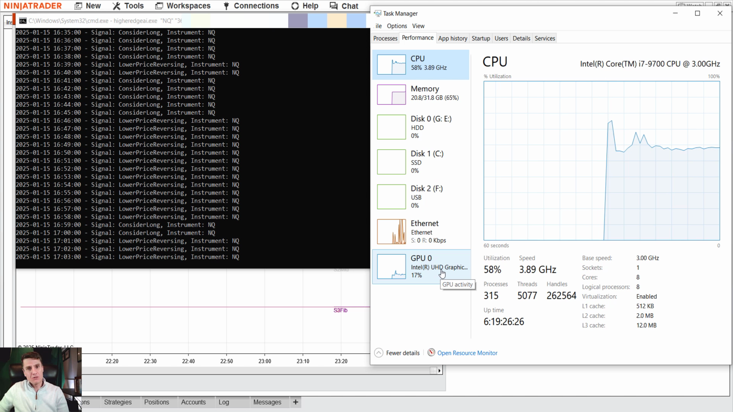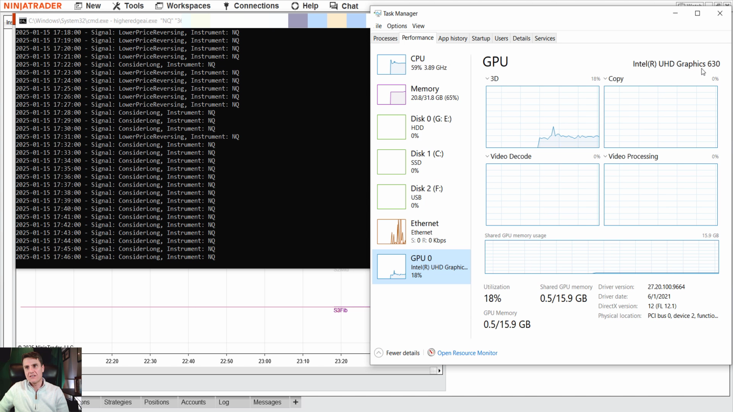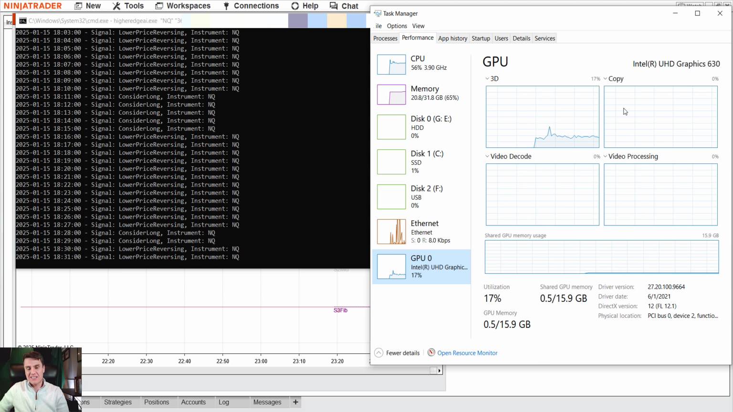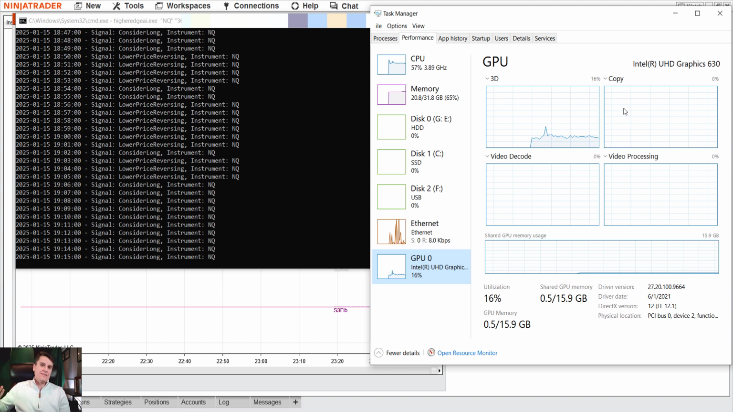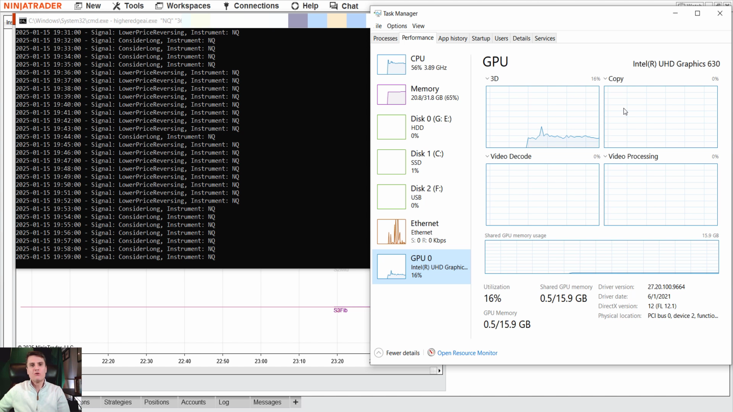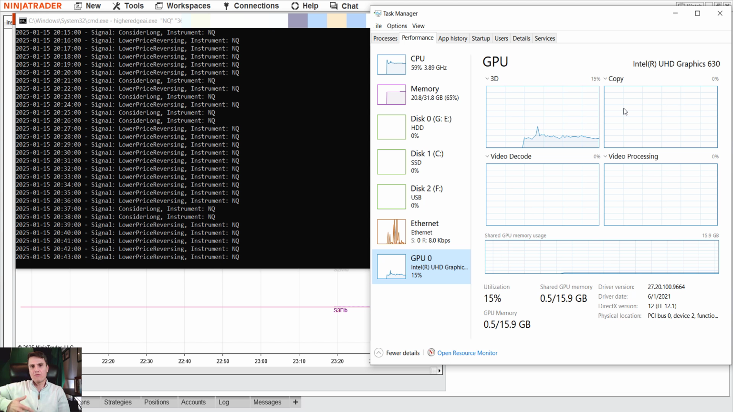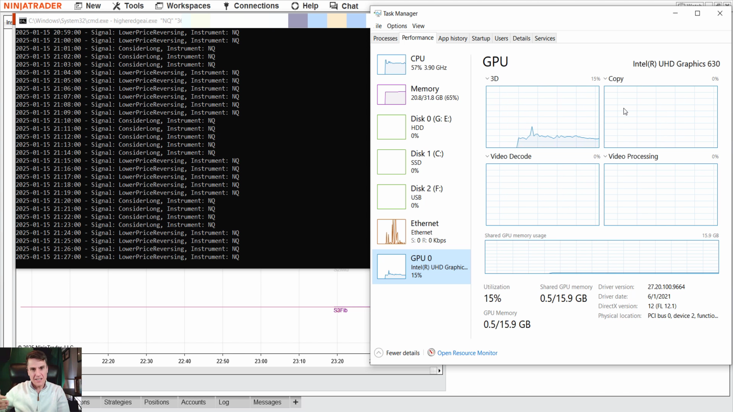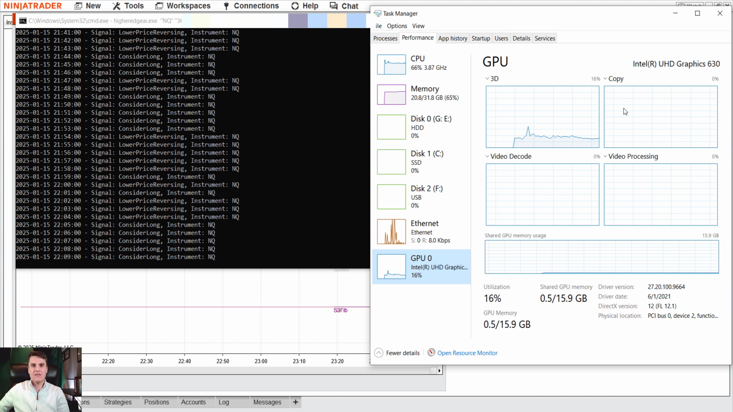Now, my GPU is laughable because it's integrated. So it's the Intel UHD Graphics 630. It's nothing, okay? You have beautiful GPUs now out there. The RTX 4060, 4070, 4080, 4090, etc. There's high-end stuff out there that's available.